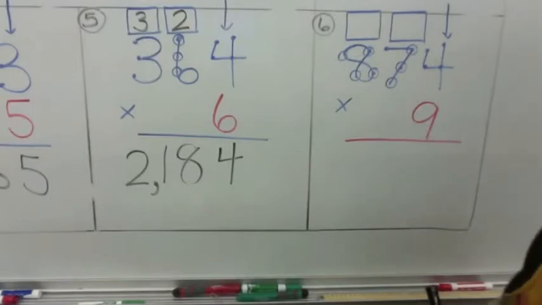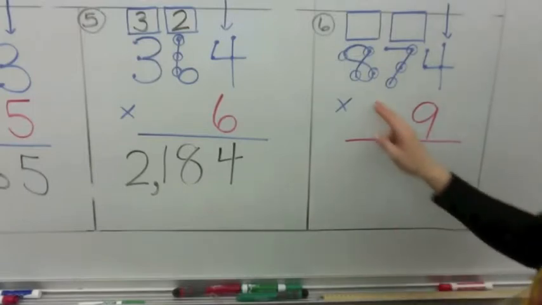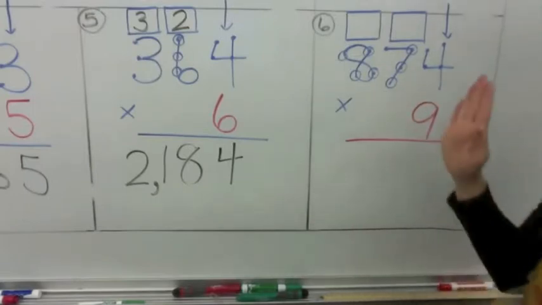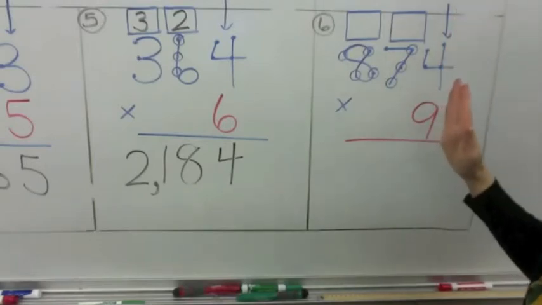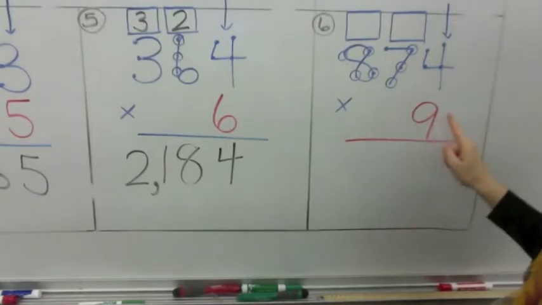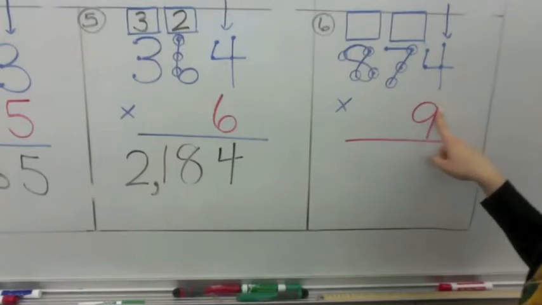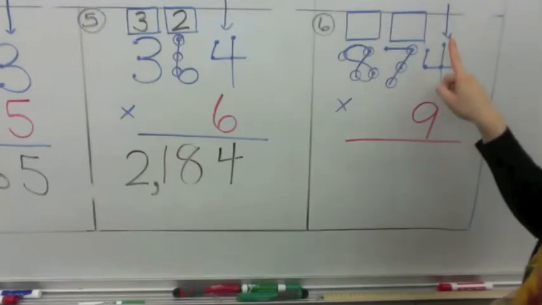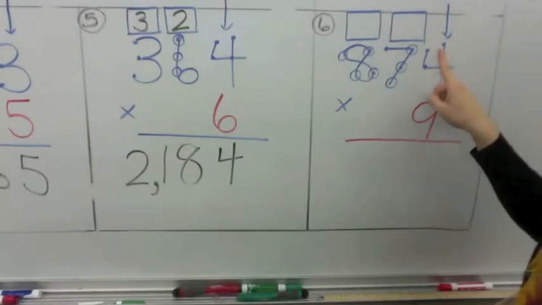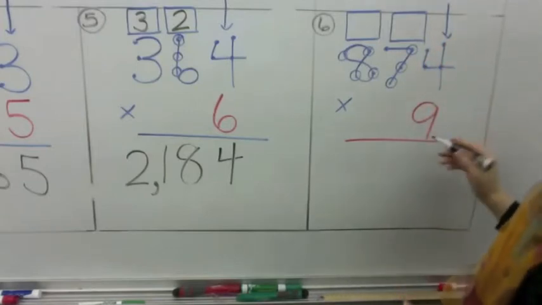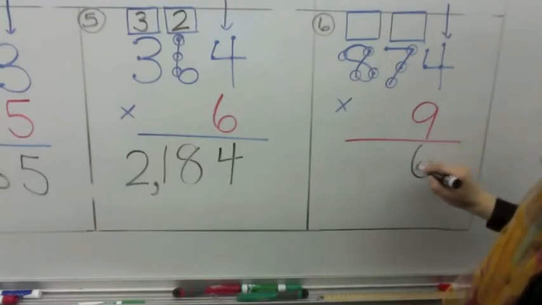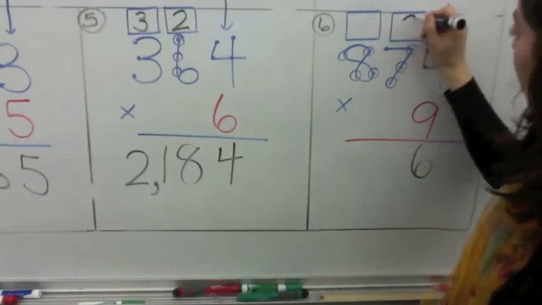Take a look at number 6. Number 6 says 874 times 9. So first we're going to start with the ones place. Where? The ones place. So we're going to skip count by 9, 4 times. Always skip counting by 9 here. So say, 9, 18, 27, 36. So put down the 6, carry over the 3.